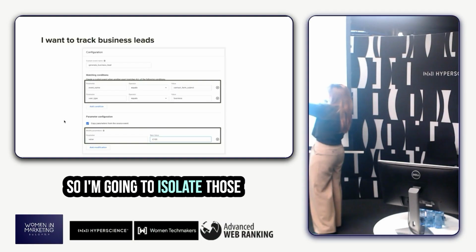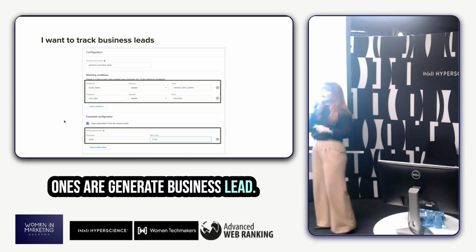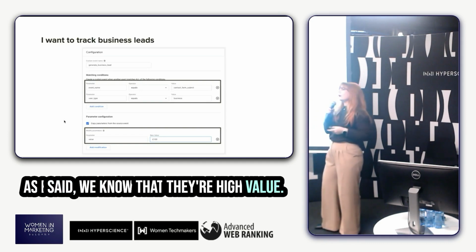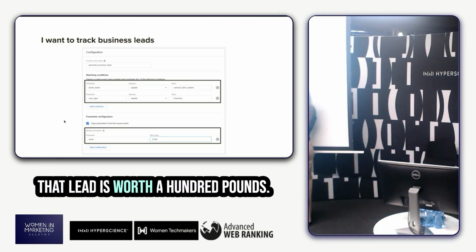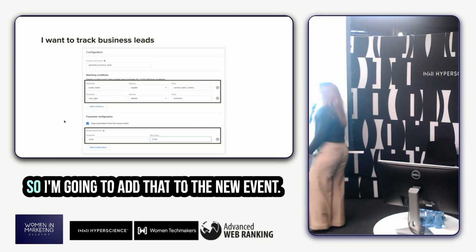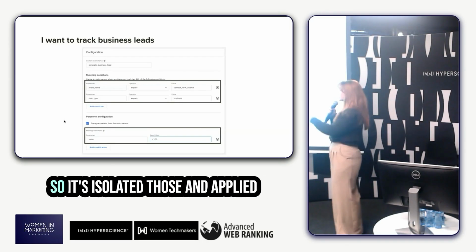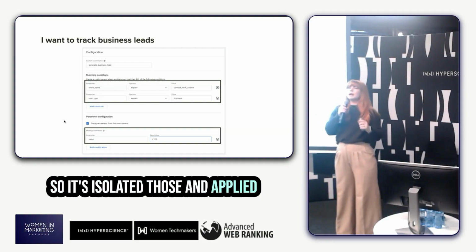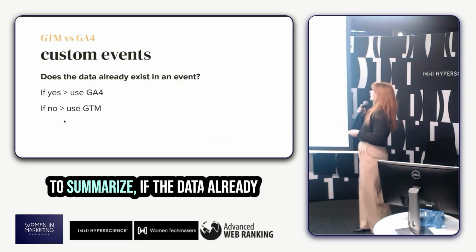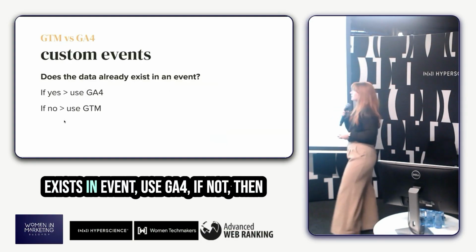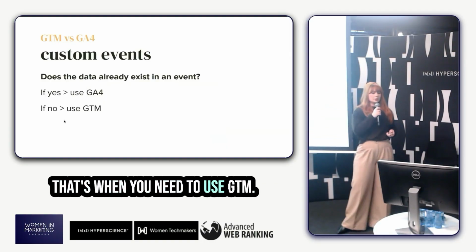So I'm going to isolate those and say, right, these ones are generate business lead. As I said, we know that they're high value. The client can tell me that that lead is worth £100. So I'm going to add that to the new event. So it's isolated those and applied a revenue value to that event. To summarize, if the data already exists in an event, use GA4. If not, then that's when you need to use GTM.